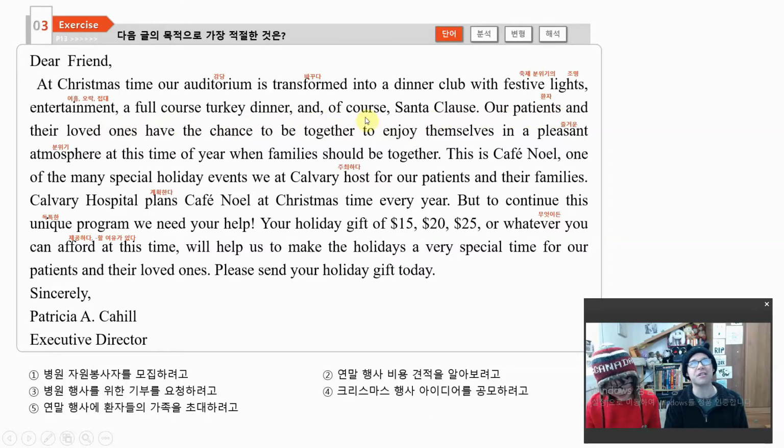Our patients and their loved ones have the chance to be together to enjoy themselves in a pleasant atmosphere at this time of year when families should be together. This is Café Noël, one of the many special holiday events we at Calvary host for our patients and their families. Calvary Hospital plans Café Noël at Christmas time every year. But to continue this unique program, we need your help.